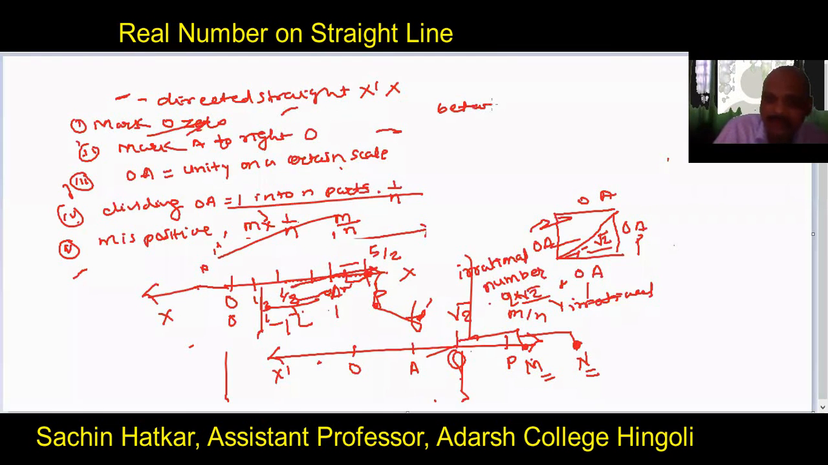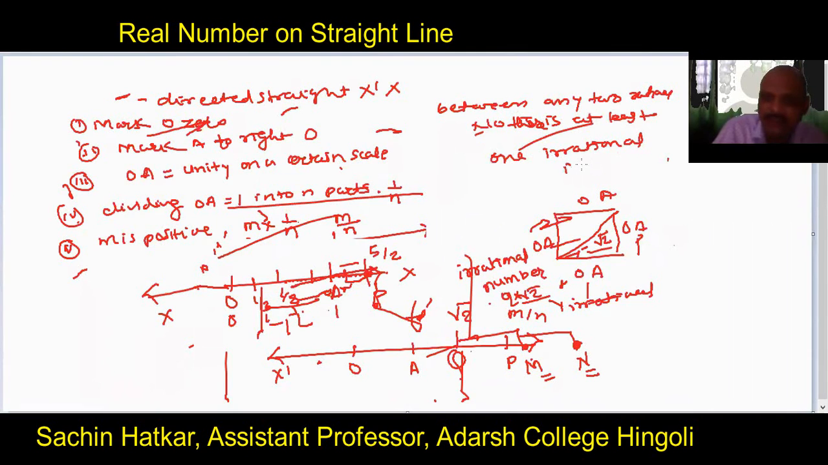Remember that between any two rational numbers there is at least one irrational number, so if there are infinite rational numbers, there are also infinite irrational numbers.